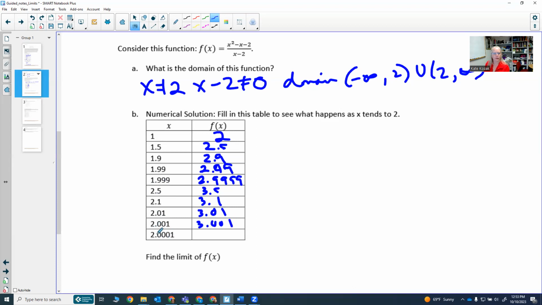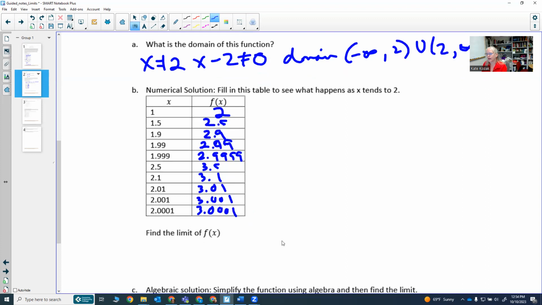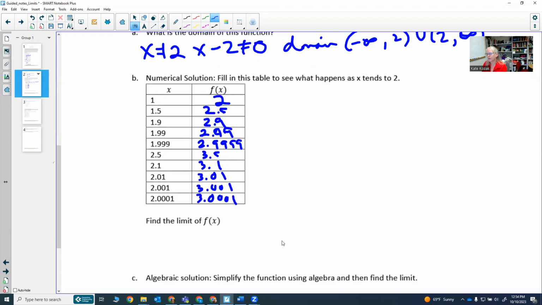And when x is 2.0001, we get 3.0001. So find the limit of f of x. It looks like f of x is tending towards the number 3 as x tends towards 2. So the limit as x goes to 2 of my function f of x equals 3.